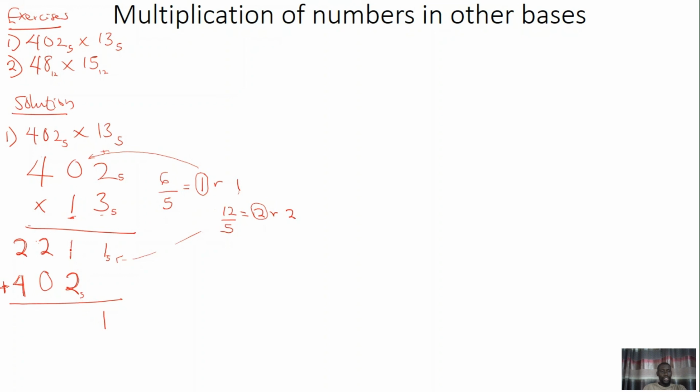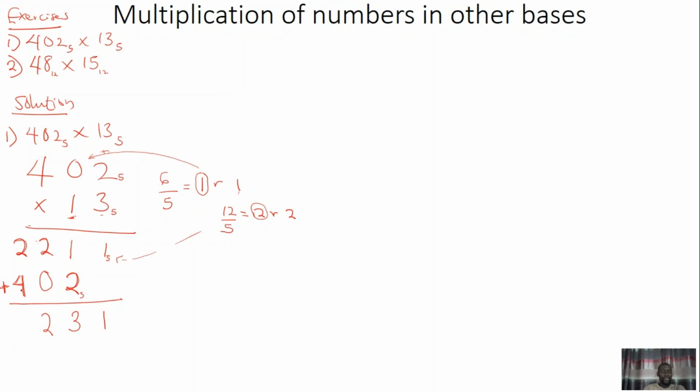Now let's move to the next column of numbers, which is 1 plus 2, that is equals to 3. And since 3 is less than the base that we are dealing with, which is 5, we're going to write 3 here. Let's move to the next column of numbers. 2 plus 0, that is 2. Because 2 is less than 5, we're going to write 2 there. Let's move to the next column.